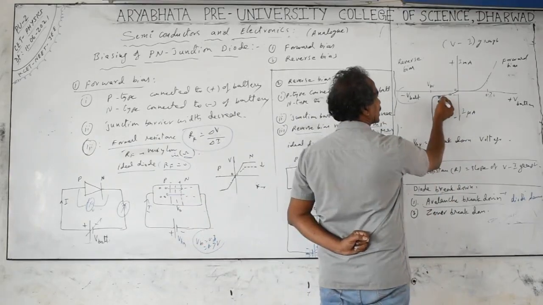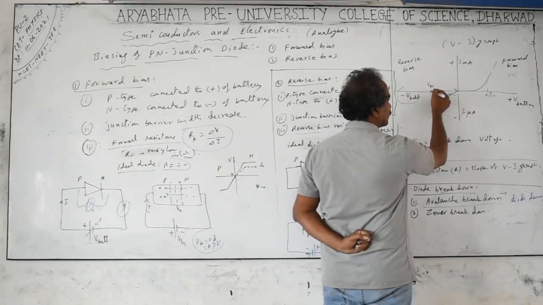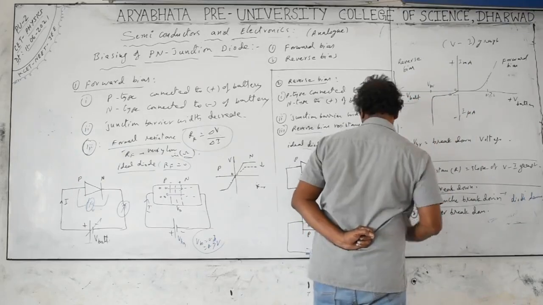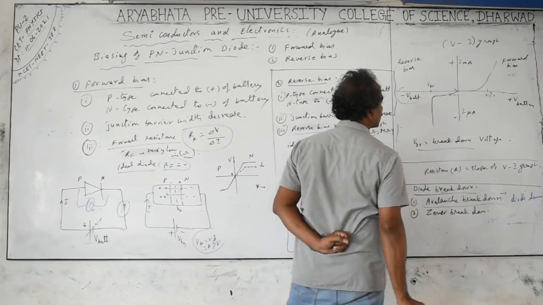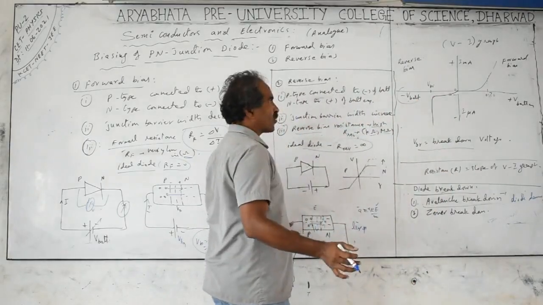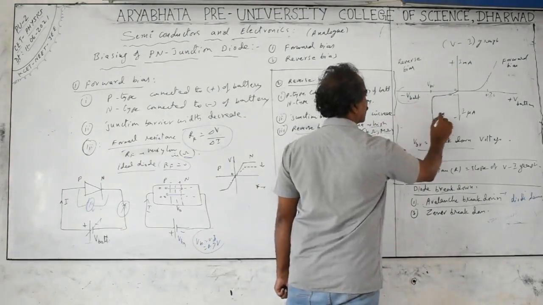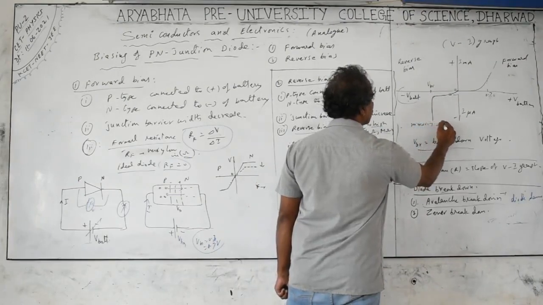So the current increases to a very large value, and after reaching a particular reverse voltage, the current increases so much that it is not under any control of the voltage. This voltage is called the breakdown voltage. Once you reach the breakdown voltage, the maximum number of bonds are broken and the diode is damaged, and the current is not in control of the voltage. This is because of minority carriers, minority becoming majority.